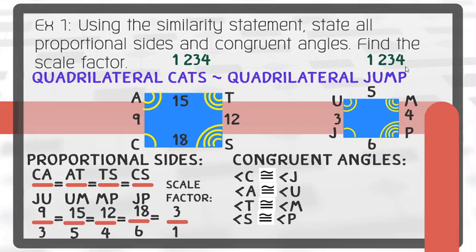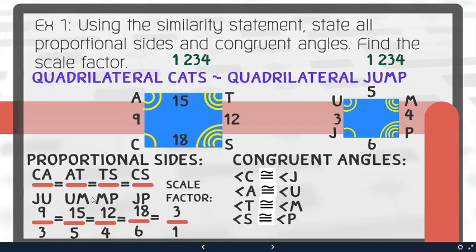Holy hot dog, right? So guys, when we set up our similar figures, basically your sides should be proportionate and your angles should be congruent. If this does not happen, if you do not have proportional sides that all reduce down to the same number, and if you don't have congruent angles, that means your two shapes are not similar. So just keep that in mind.